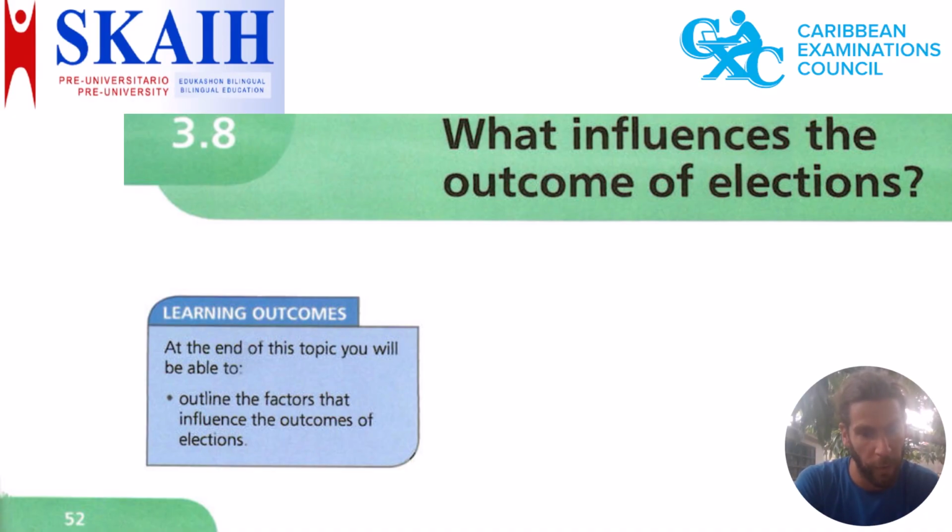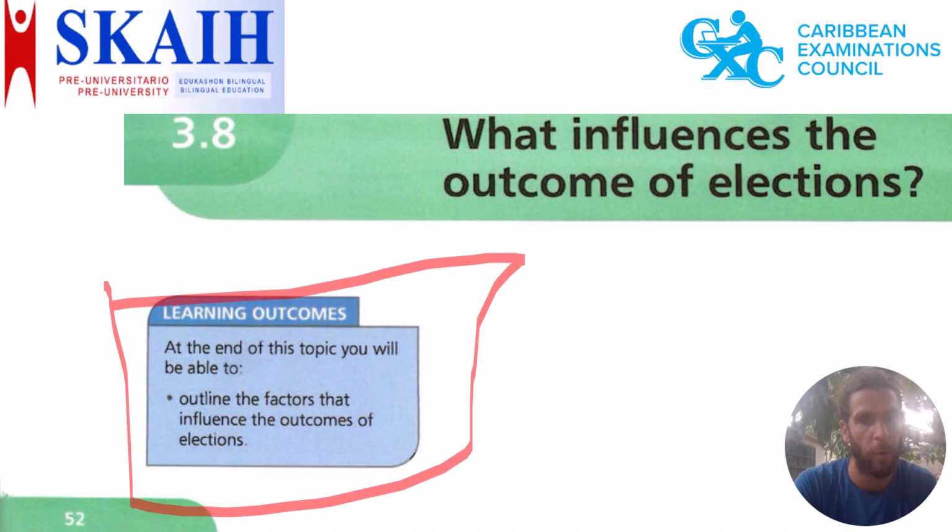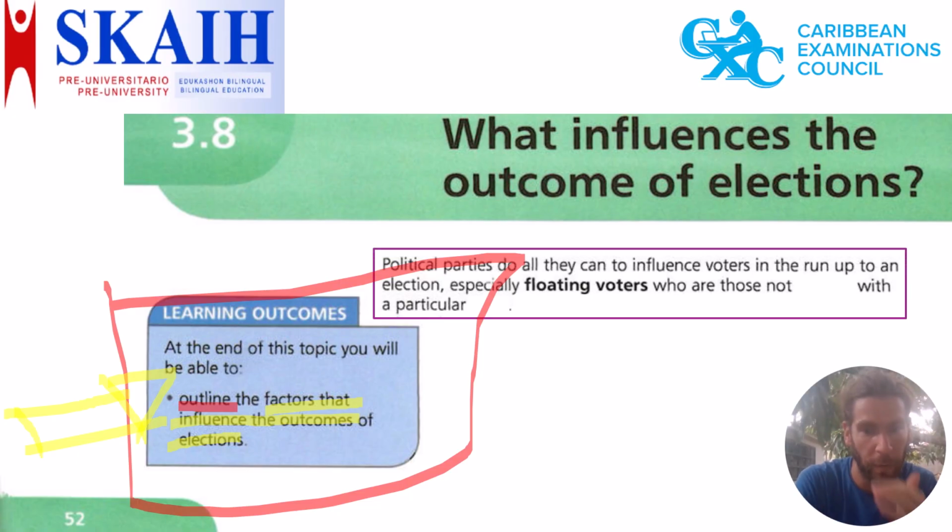We're talking about the learning outcome: outline, so not so much describing, but more stating or giving, outline the factors that influence the outcomes of elections. Elections go as they go for certain reasons, certain factors that influence the choices of people when they're in the voting booth and have to put their vote into a casket or a bucket or a vase or whatever. And we're going to talk about those.